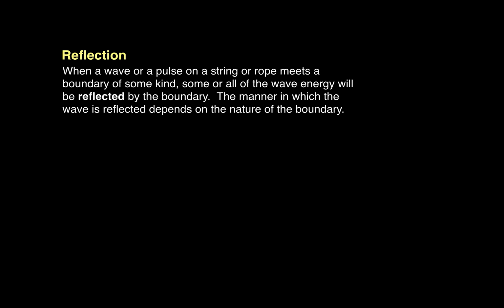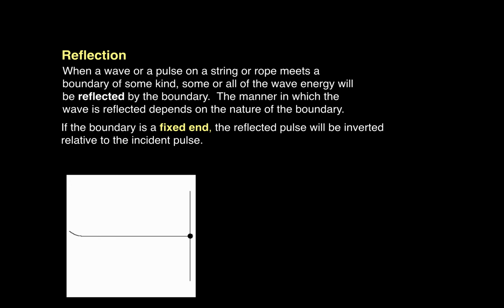Next, we're going to look at a series of properties of mechanical waves. The first of these is reflection. When a wave or a pulse on a string or rope meets a boundary of some kind, some or all of the wave energy will be reflected back by the boundary. The manner in which the wave is reflected depends on the nature of the boundary.